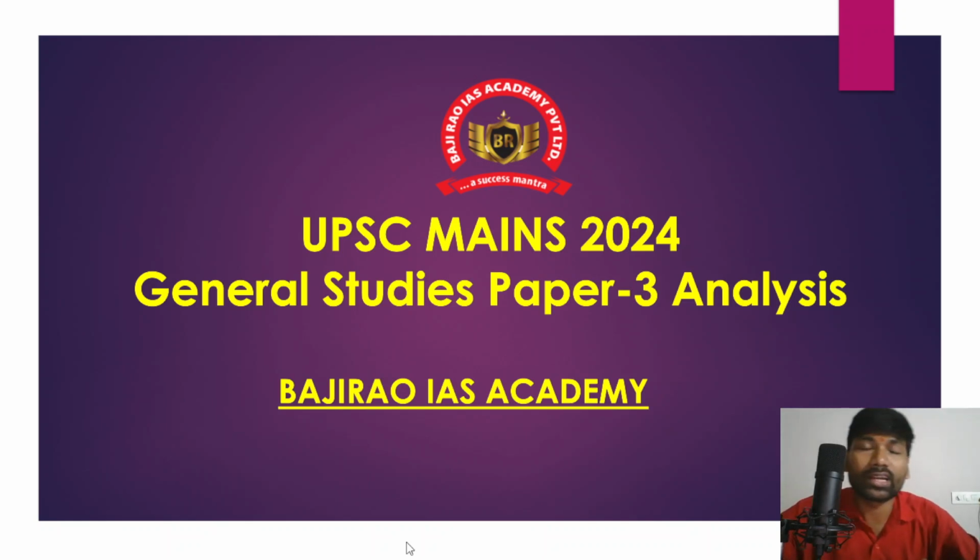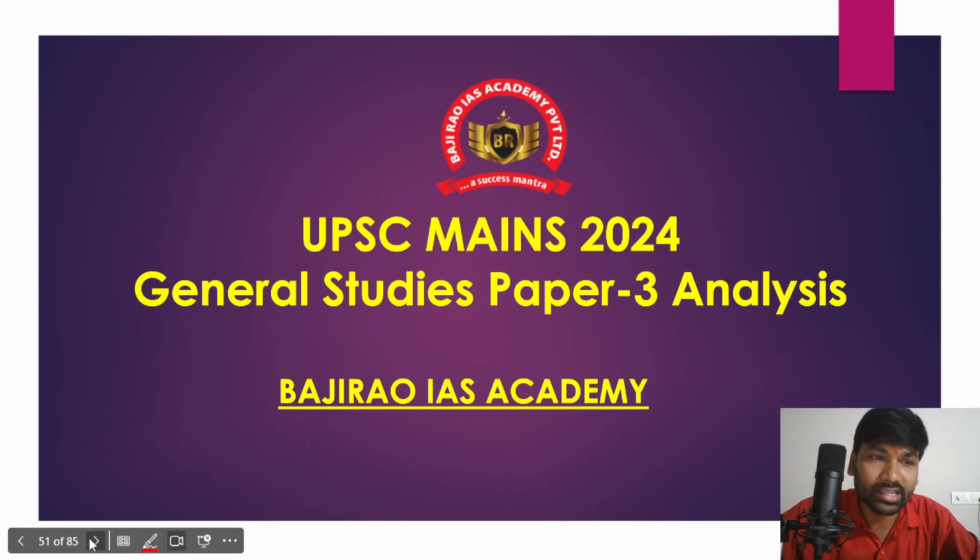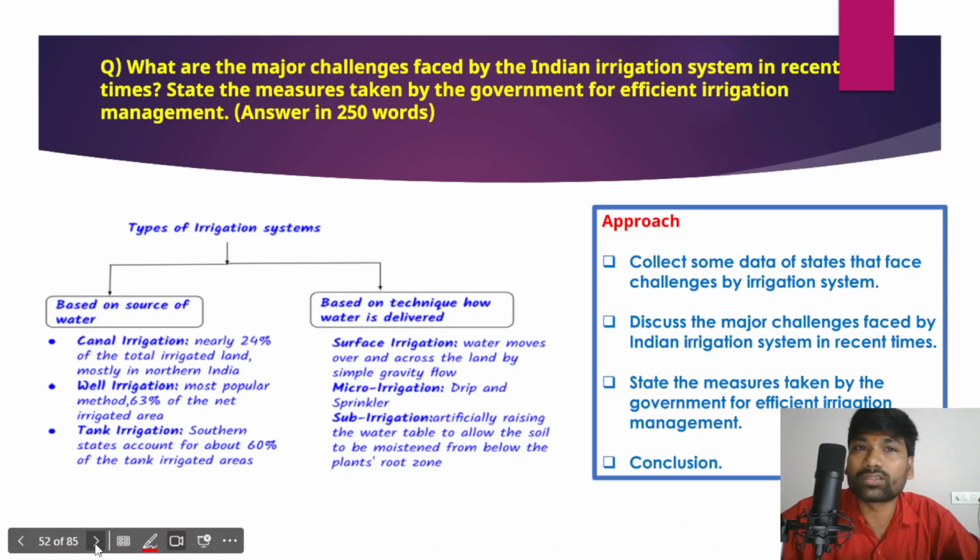The first question that we are going to start this discussion with is on the water or the irrigation system, the Indian irrigation system. The question is, what are the major challenges faced by the Indian irrigation system in recent times, and state measures taken by the government for efficient irrigation management? So understand that this question has two parts.